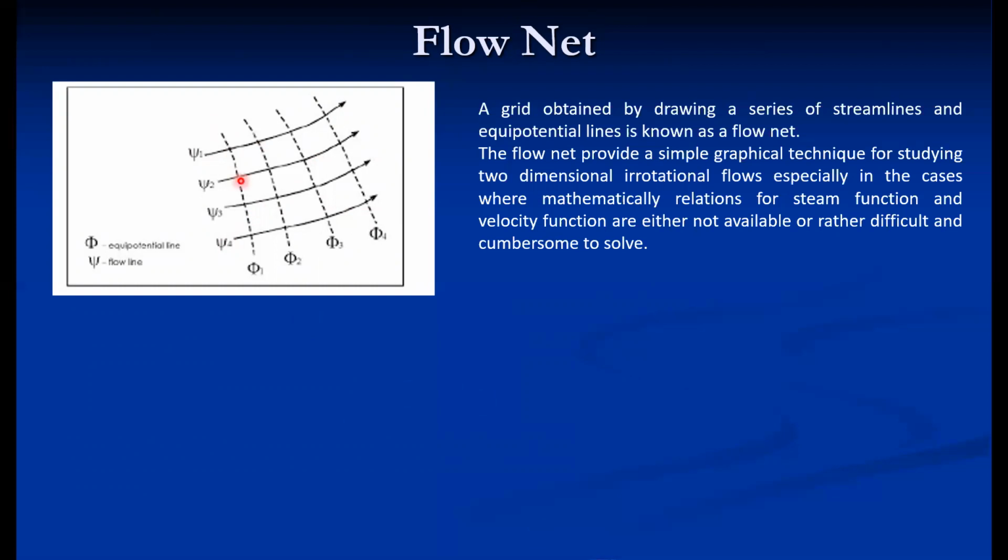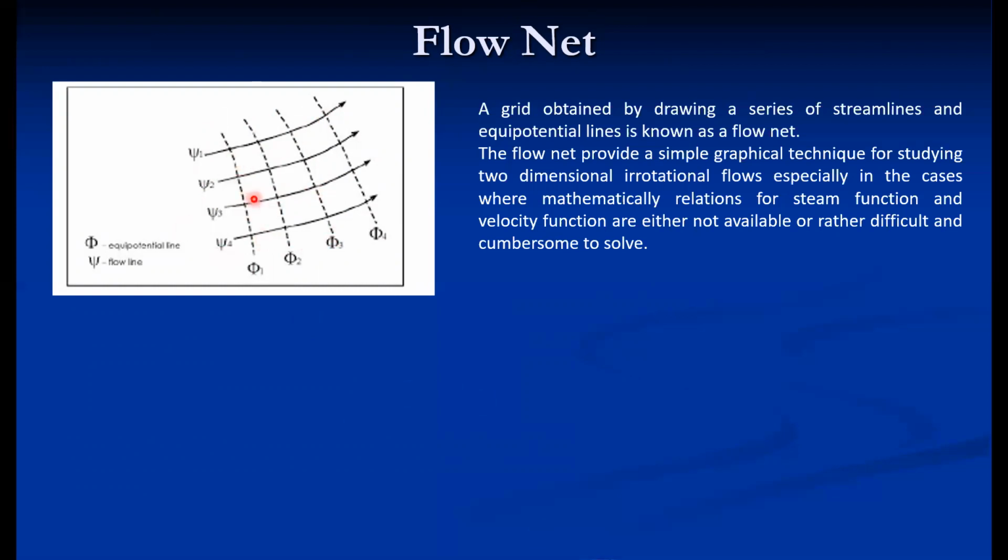exactly the same way we can draw equipotential lines orthogonal to these lines, that is, perpendicular to these lines. So this particular grid is called a flow net. It is a grid obtained by drawing a series of streamlines and equipotential lines.